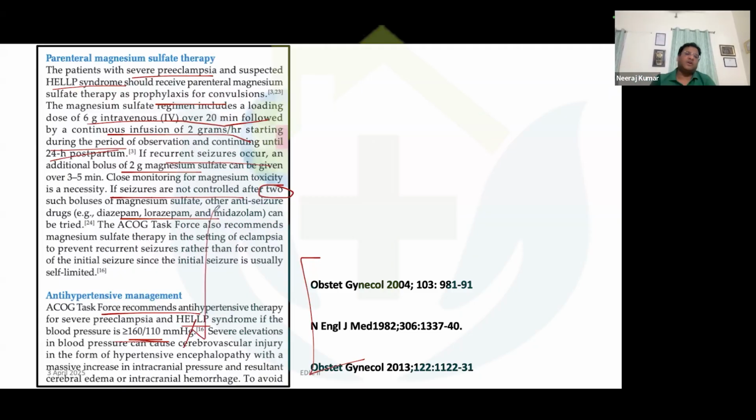So these are the 4 different options which may be helpful for you all. This may be asked as one of the questions: what is the approach for magnesium sulfate therapy as a prophylactic therapy for halting convulsions, especially in severe preeclampsia states.